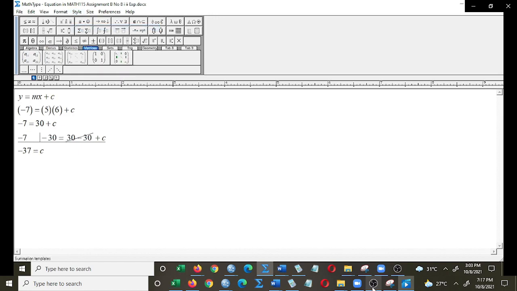A negative and a negative is a negative, because it's like you're adding it there on your number line. So that's why a negative and a negative is a negative.